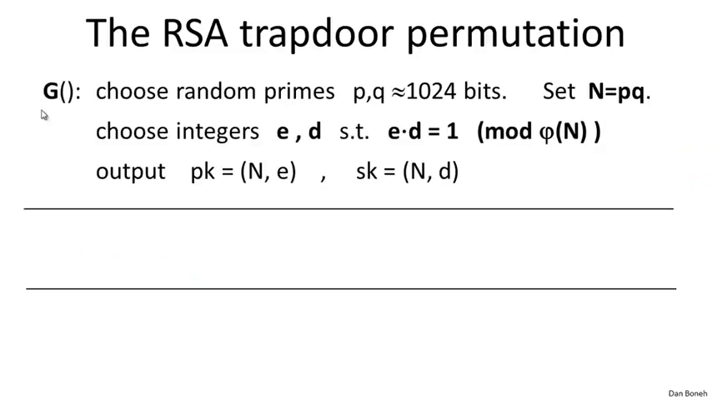So the way the key generation algorithm works is as follows. We generate two primes, p and q. Each would be, say, on the order of 1,000 bits, so roughly 300 digits. And then the RSA modulus is simply going to be the product of those two primes.